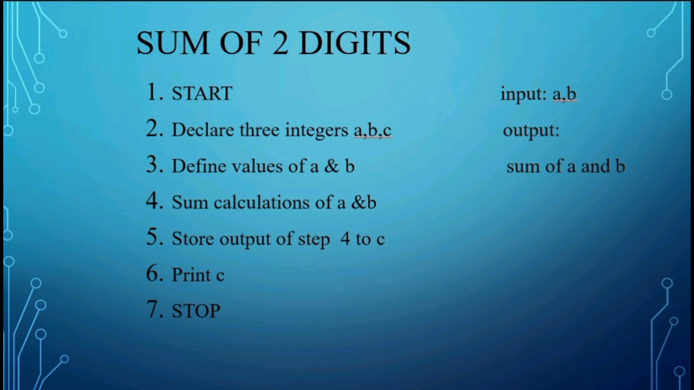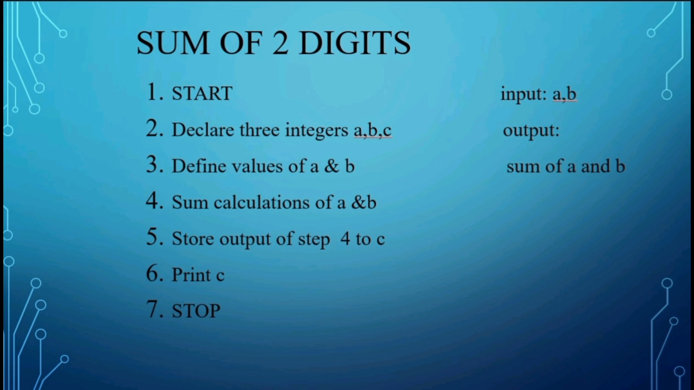Step 2 is declaring three variables A, B, C. Now we tell the computer we need three boxes to store numbers. Call them A, B and C. Here A and B will hold the two numbers we want to add and C will store the answer. Step 3 is define values of A and B. So, time to give A and B some value. Let's say A equals 5 and B equals, say, 7. It might be anything. The computer knows what numbers it's working with.